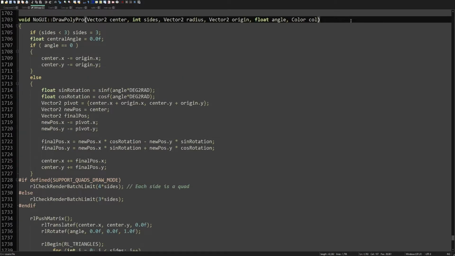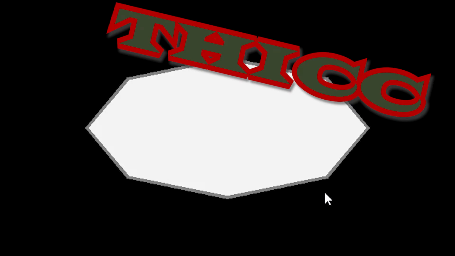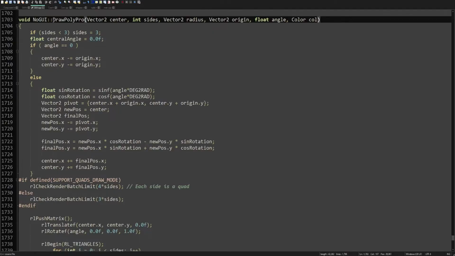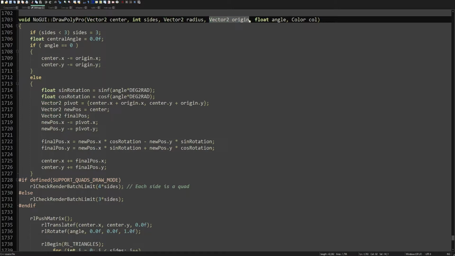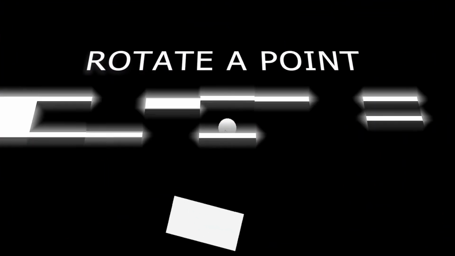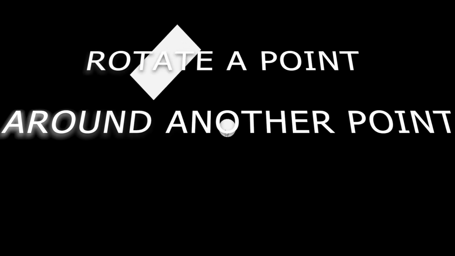But I still needed some thick octagons, so I went ahead and modified raylib's drawPoly function to include a vertical and horizontal radius, as well as an origin point with 0, 0 being the center. But this introduced a new problem. You see, raylib's polygons are built to only rotate around the center, so if I want to use my own custom origin points, I would first have to learn how to rotate a point around another point.